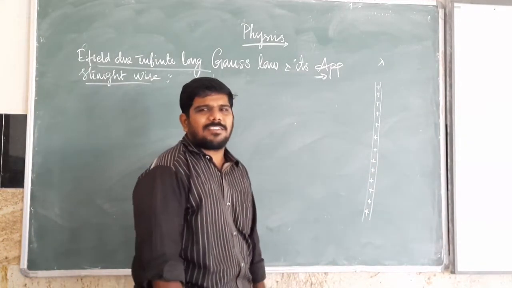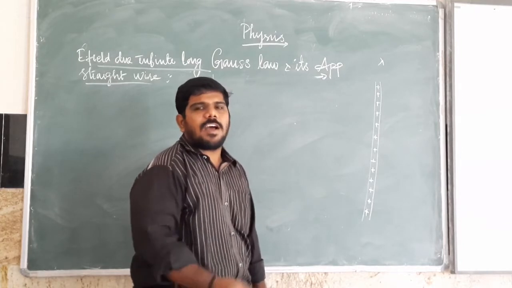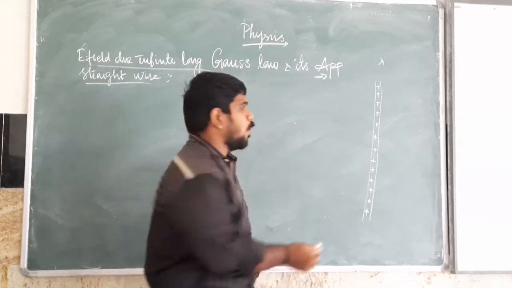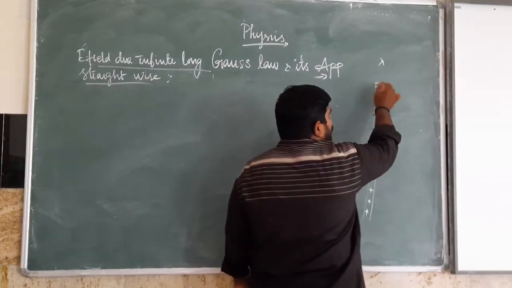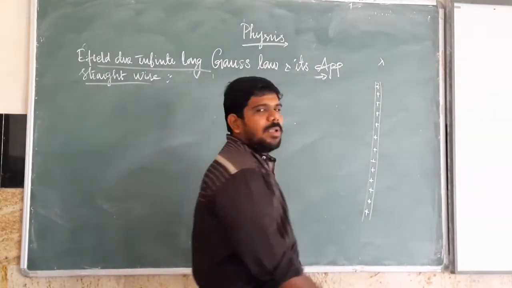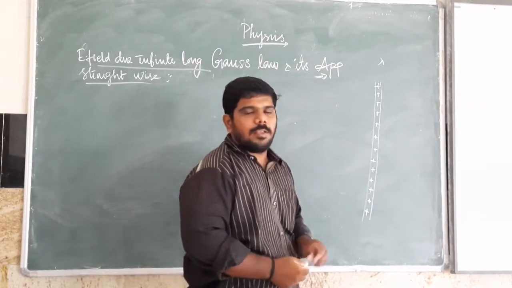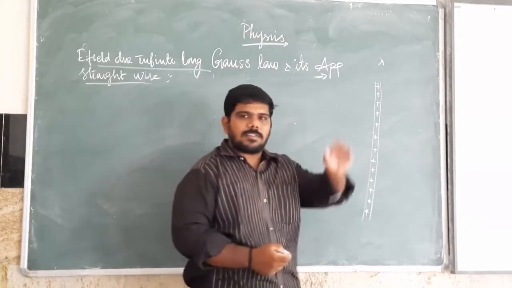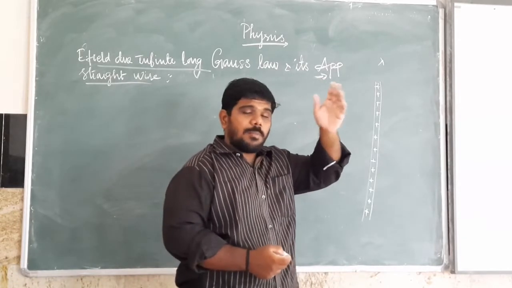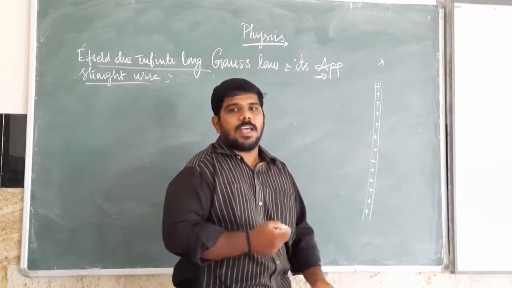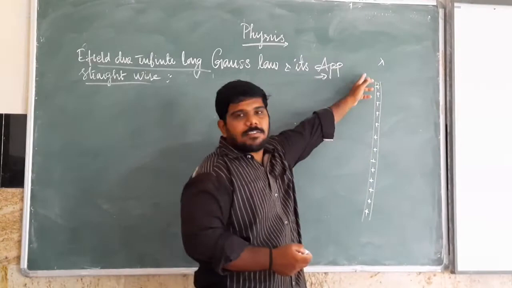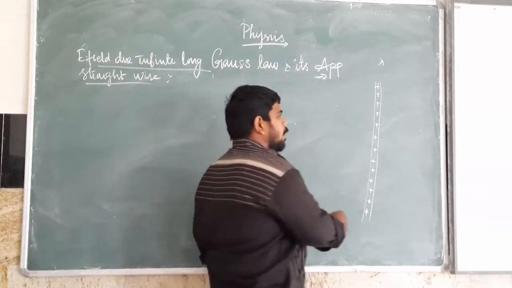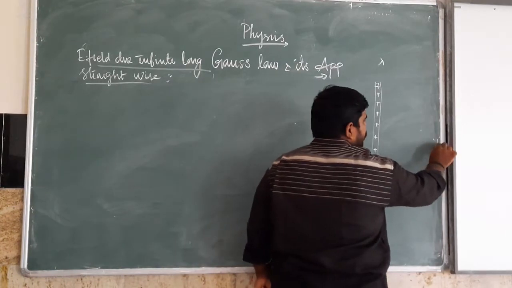What is the charge density? Charge per unit volume. Per unit length, how much charge is there? The charge will be lambda. So the first point: consider an infinitely long, uniformly charged straight wire having a linear charge density lambda.